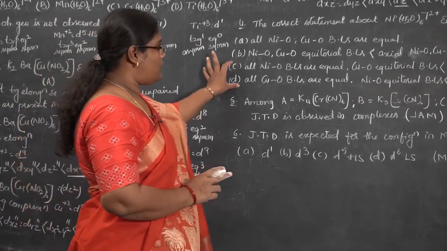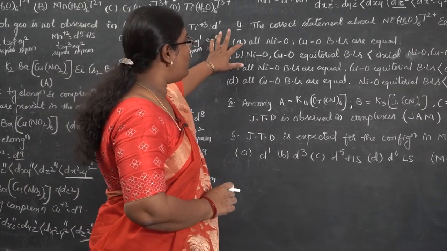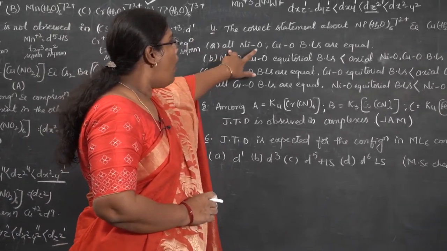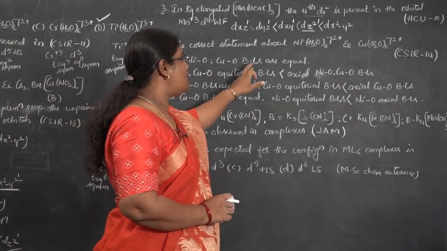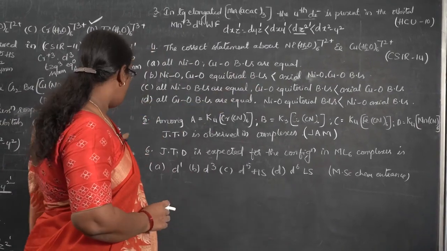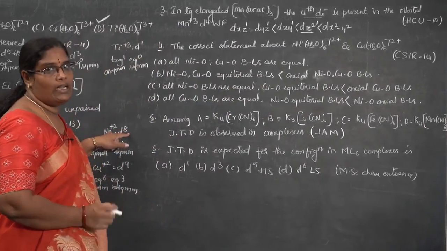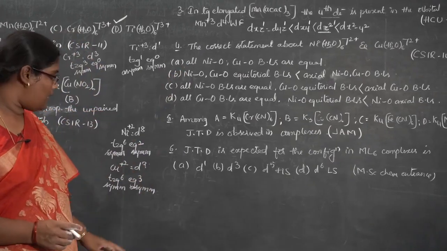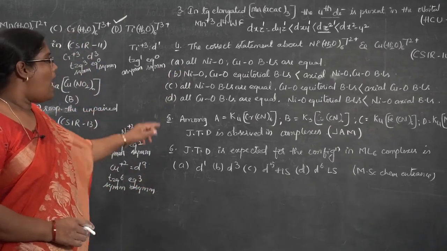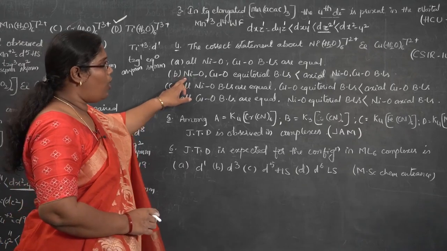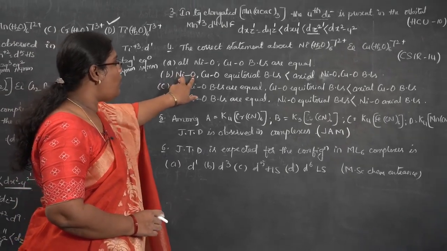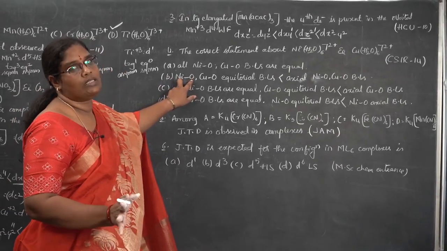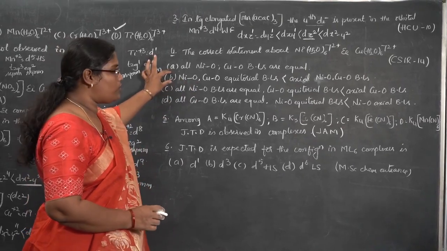So see the options. In the first option, he is saying that all the bond lengths are similar. No, only nickel complex will have all the bond lengths similar. In copper complex, you won't have similar bond lengths because of distortion. And if you take the second option, he is saying that nickel oxygen bond lengths are not similar. So you cannot take this option.